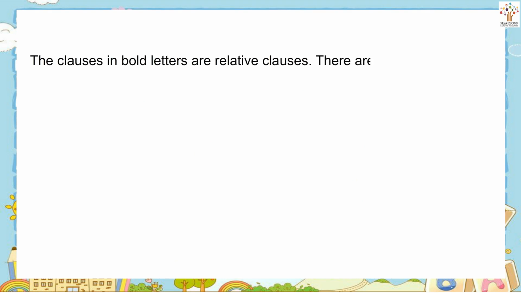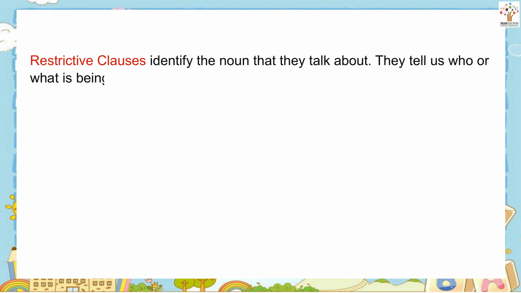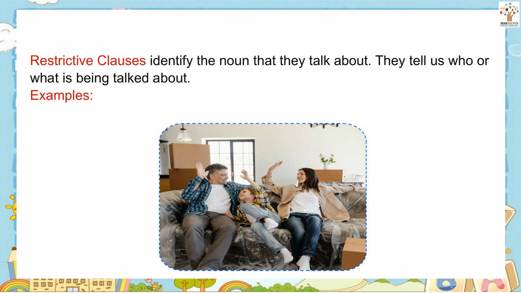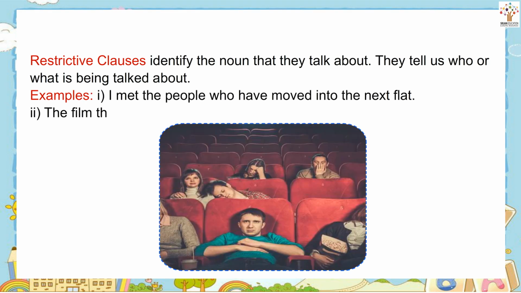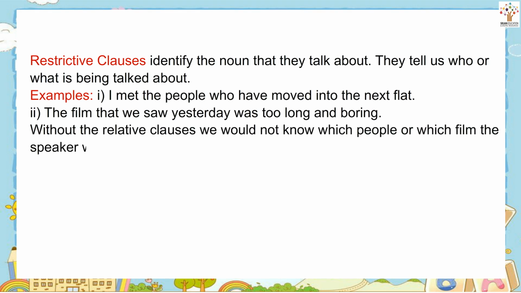There are two types of relative clauses: restrictive or defining clauses, and non-restrictive or non-defining clauses. Restrictive clauses identify the noun that they talk about. They tell us who or what is being talked about. Examples: I met the people who have moved into the next flat. The film that we saw yesterday was too long and boring. Without the relative clauses, we would not know which people or which film the speaker was talking about.